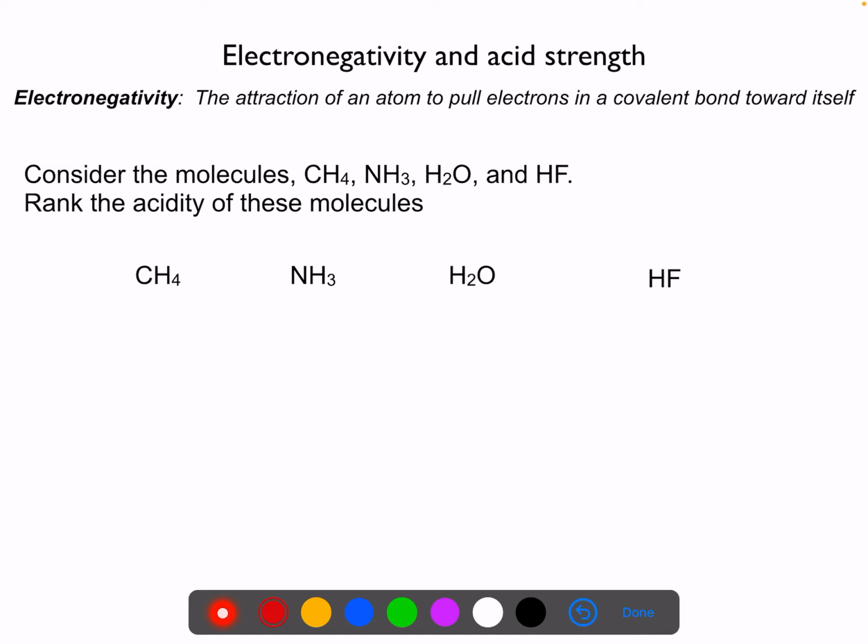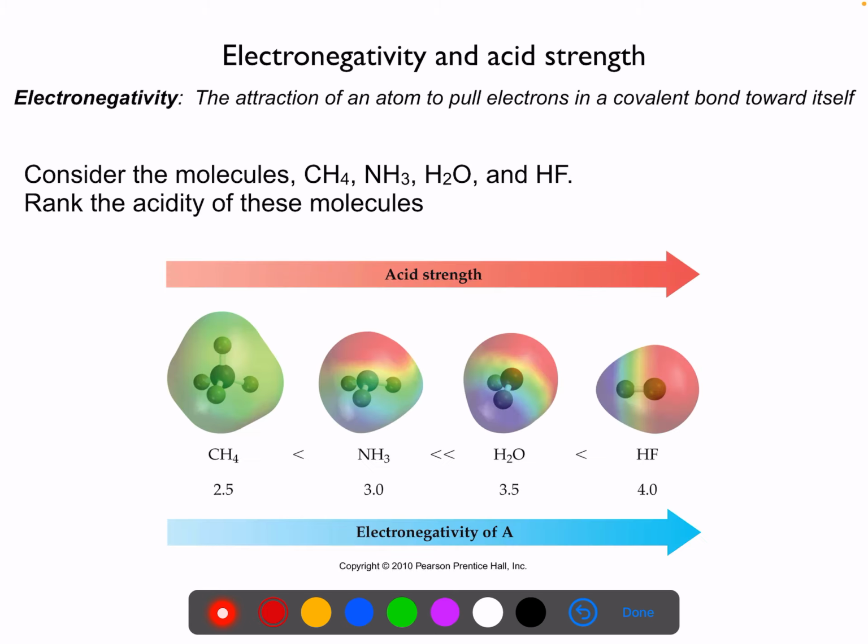It turns out that for these molecules, HF is the most acidic and CH4 is the least acidic. In fact, the acid strength increases in this direction as shown. So HF is most, CH4 is the least. And what we're seeing is the more acidic something is, the more electronegative that element is. There's a direct correlation there, and that's actually the cause of the acidity in this case.